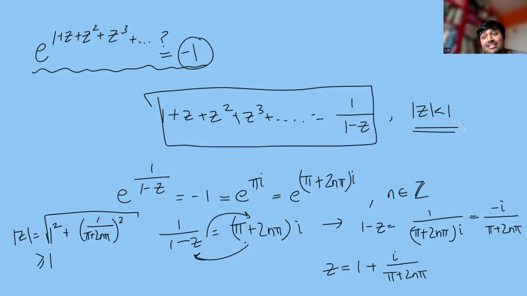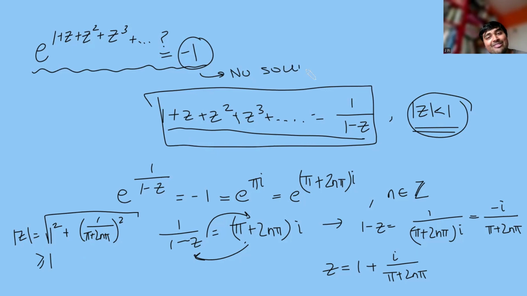And so therefore, it does not satisfy this requirement. And so we cannot use this formula. This thing here, in fact, diverges. And hence, there are no solutions to this equation here. And that solves our problem.